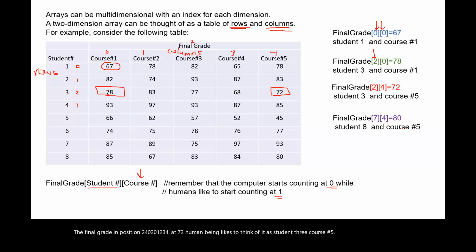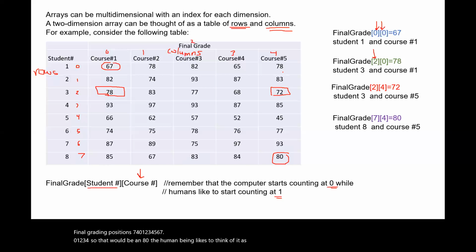Final grade in position 7, 4. 0, 1, 2, 3, 4, 5, 6, 7. 0, 1, 2, 3, 4. So that would be an 80. The human being likes to think of it as student 8, course number 5.